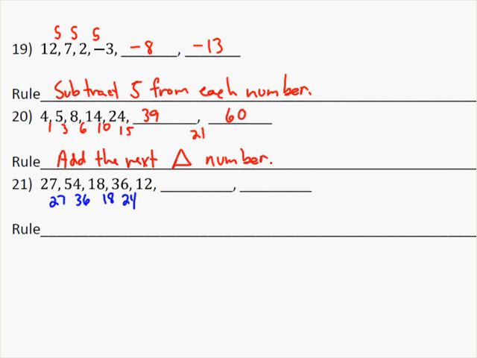If you look for multiplication here, you might notice 27 times 2 is 54. Then you might notice that 54 divided by 3 is 18. And then 18 times 2 is 36. And 36 divided by 3 is 12. So the next thing we're going to do is multiply by 2, and so we're going to get 24. Then we're going to divide by 3, and you get 8. So 24 and 8 are the next two numbers. So your rule is multiply by 2, then divide by 3.